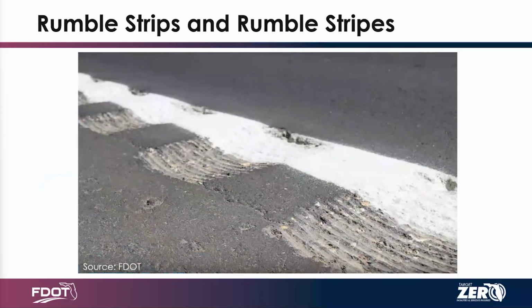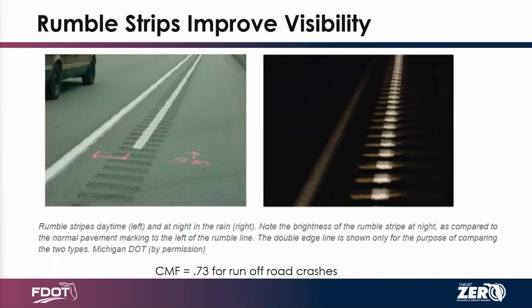Then we have rumble strips and rumble stripes, and those can be on both your centerline and your edge line. And here you can really see the impact of rumble strips and how they can improve visibility. On the left is during the daytime, and on the right is during nighttime, and you really see that difference with the regular pavement on both sides of that rumble strip. The rumble strips provide a 28% crash reduction for run-off-the-road crashes.